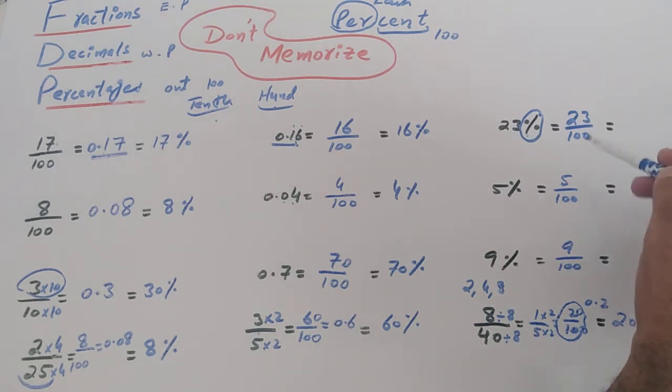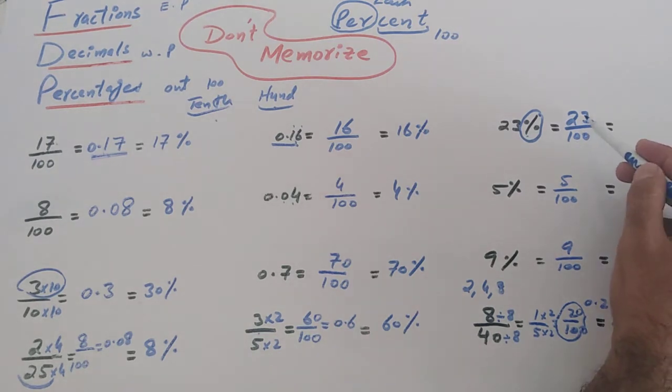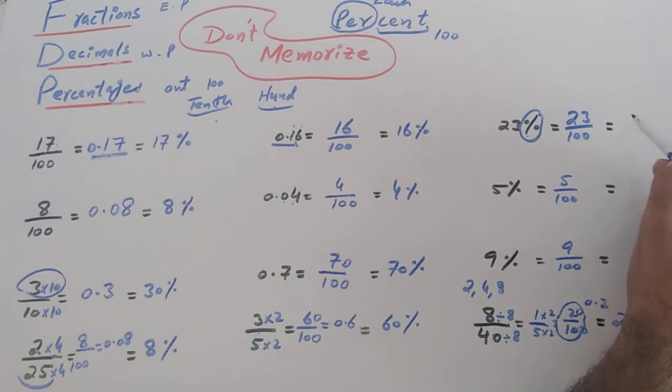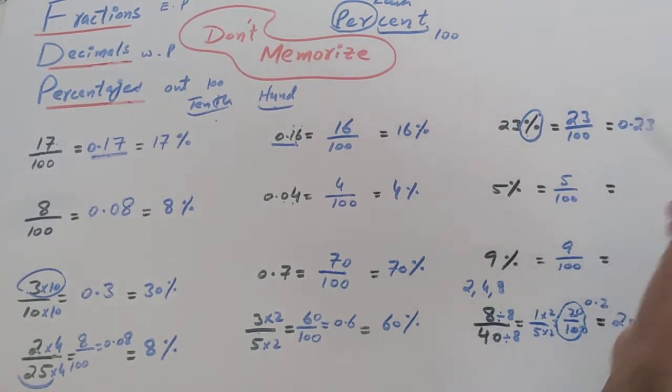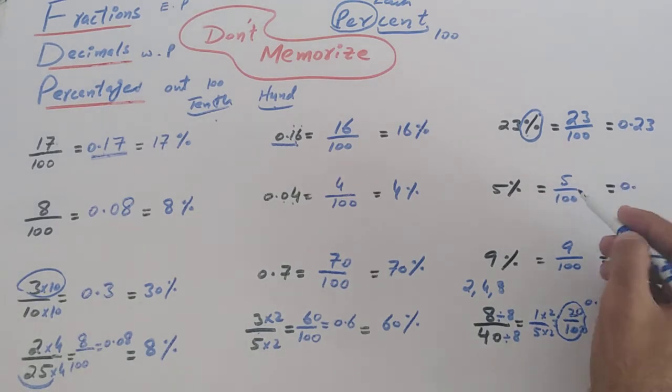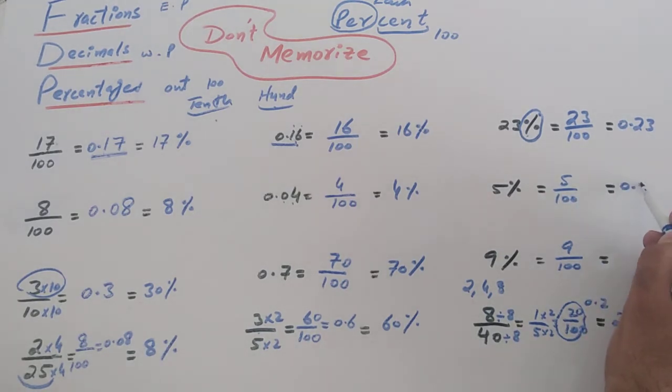Convert this back into decimals now. It says 23/100 or 0.23. It says 5/100, so 5 should go in the 100th place, so it will be 0.05, and 9 should go in the 100th place, so 0.09.